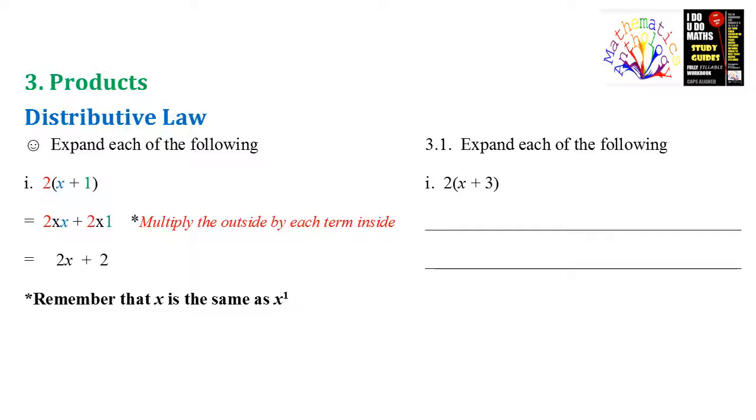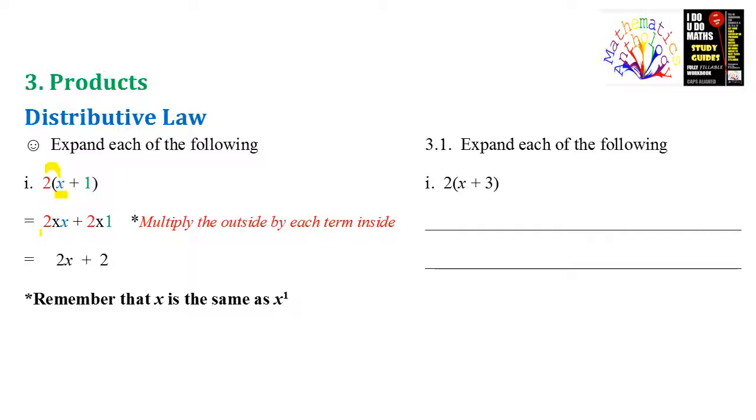We have 2 into x plus 1. Now, the distributive law means the value outside the bracket, which is 2, needs to be multiplied by each of the values that are inside the bracket. So there are 2 terms inside the bracket. It's x plus 1. So it's x and positive 1. So we need to multiply the 2 by the first term inside the bracket, which is x.